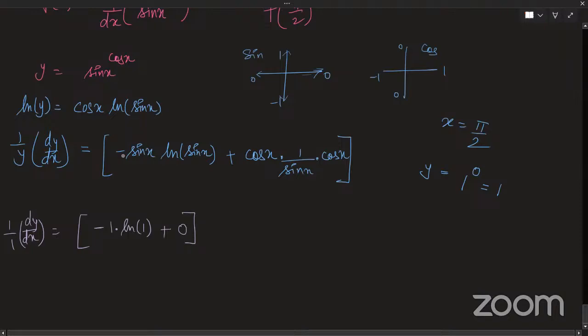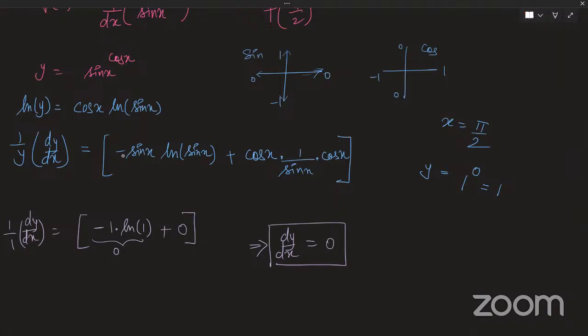Great. What is ln of 1? Natural log of 1, 0. Great. So my value of dy by dx, what is it? 0. Great. 0. Right, everyone? Yes, sir. Okay, great.